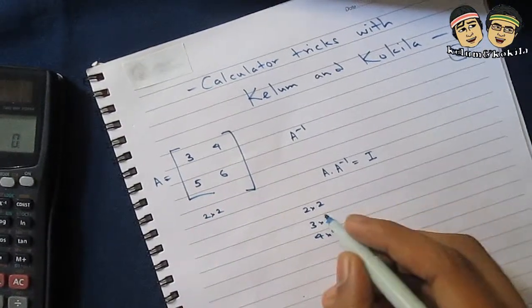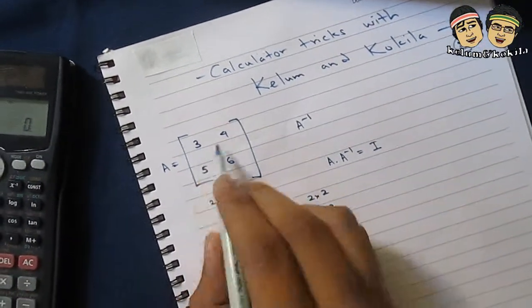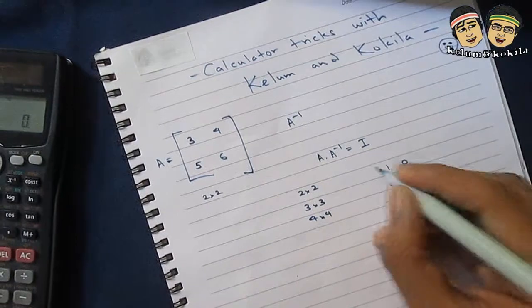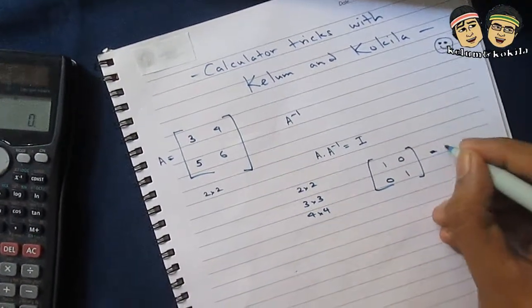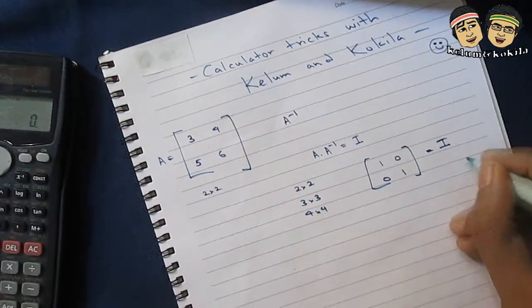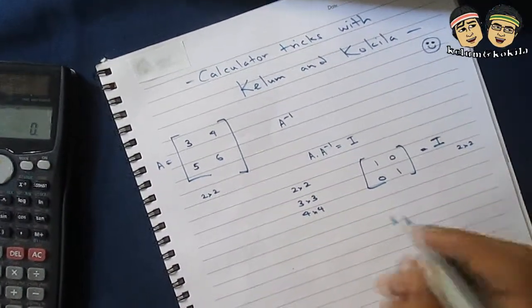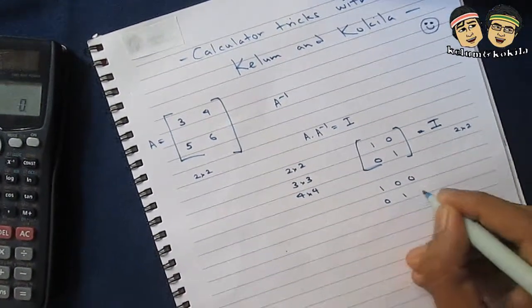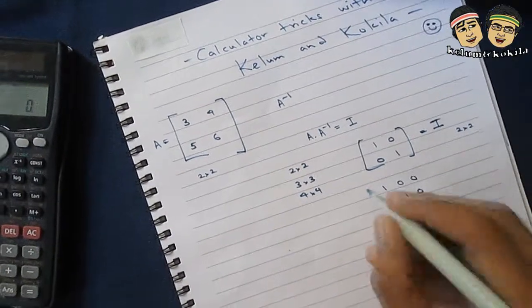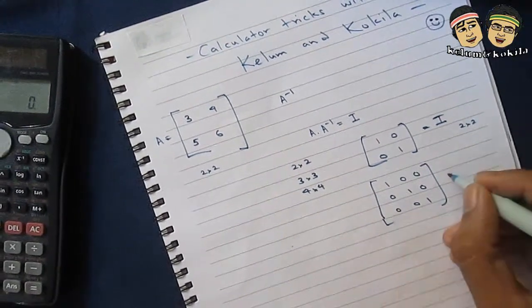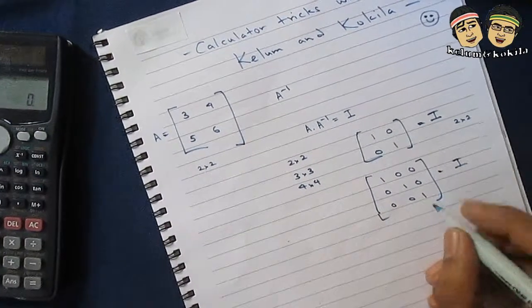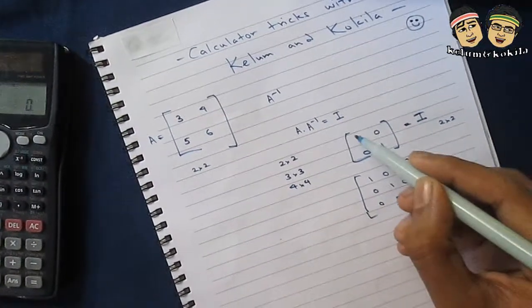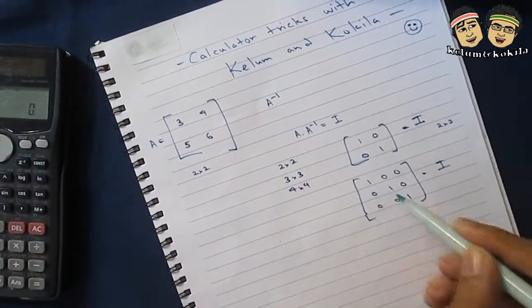So if you have a square matrix of 2 by 2, such as this one, the identity matrix will be like this: 1, 0, 0, 1. This is the identity matrix of a 2 by 2 matrix. And if we take a 3 by 3 matrix, the identity matrix will be 1, 0, 0, 0, 1, 0, 0, 0, 1. This is the identity matrix of a 3 by 3 matrix. So as you can see, in an identity matrix, the diagonal should be always filled with ones. Here also, the diagonal is filled with ones.